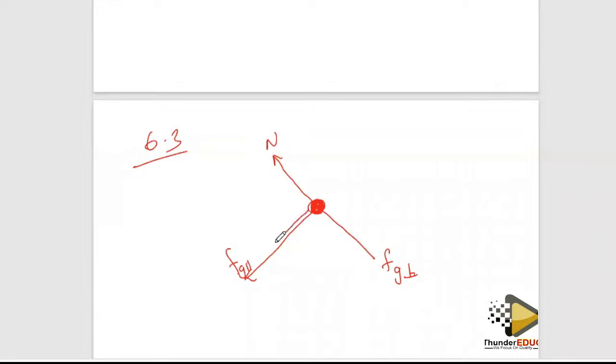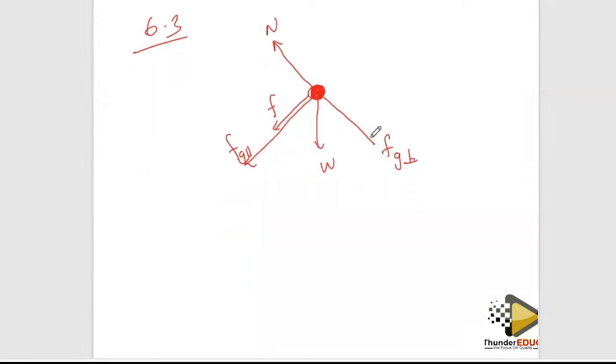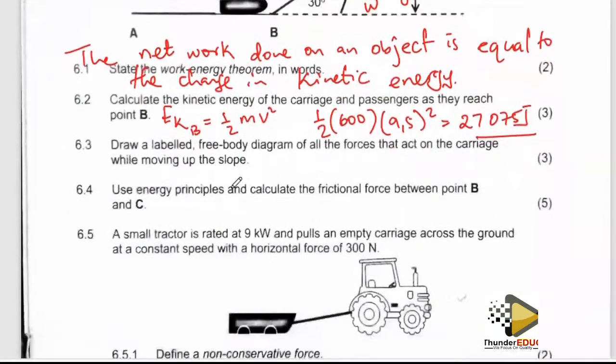So there's also going to be a frictional force acting downwards. And then we can have the weight. Okay, so guys, that's all the forces that will be acting on that board. Okay, then use the energy principles and calculate the frictional force between B and C. You want us to get the frictional force between B and C.